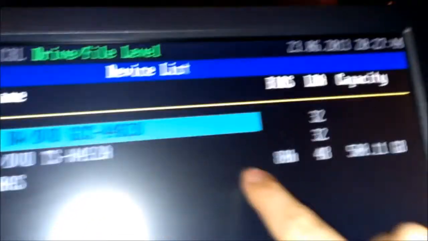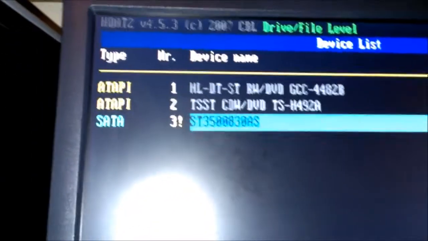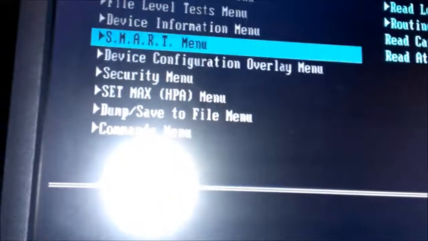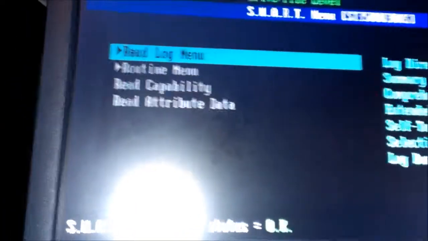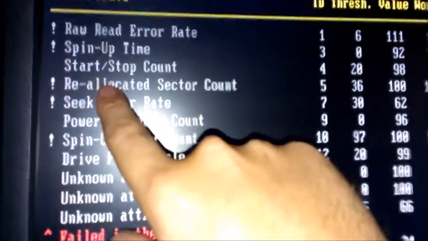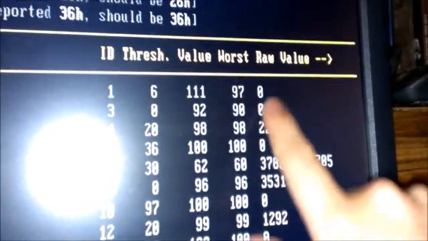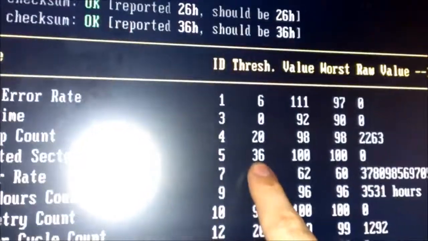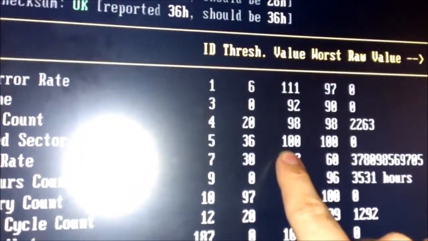And all you want to do is select my hard drive here, and it's the 500 gig Seagate. I don't want to do any testing on it. All I want to do is look at the SMART data, read attribute data, and what you're looking for is relocated sector count, 0. What you want to look for is the raw data, and it's 0. See, the threshold is 36, while I still have 100.